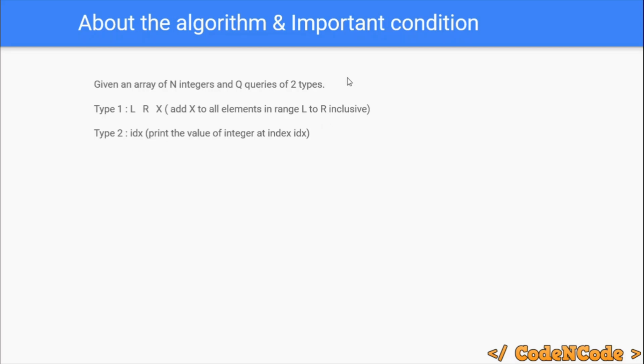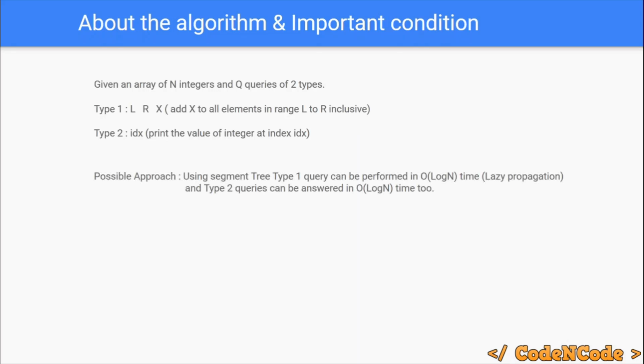Now this problem seems familiar and seems easy because we have already studied segment tree. We have seen point update and range update, and this is a range update, so it seems like a standard problem for lazy propagation. Of course, one of the possible solutions is to use lazy propagation to solve the first type of query. So we can perform range update in log n time using lazy propagation. So the type 1 query can be handled in log n time, and the second type of query can also be answered in log n time using the segment tree, of course.